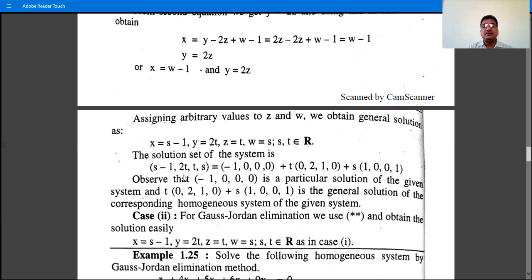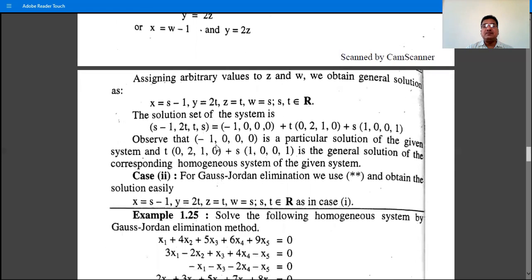This solution we can write as the constant vector minus 1, 0, 0, 0. If you observe, the constant number is minus 1 at this place, and at these places there is no constant number, so 0, 0, 0 are the constants, plus t times the vector 0, 2, 1, 0, since the coefficient of t is 0, 2, 1, 0. And the coefficient of s is 1, 0, 0, 1.